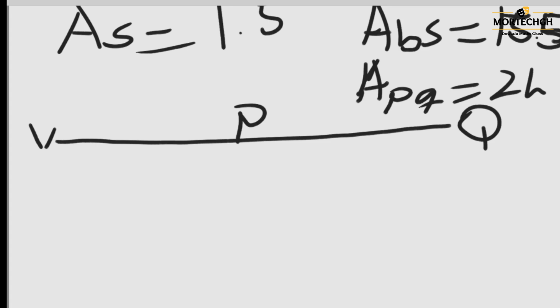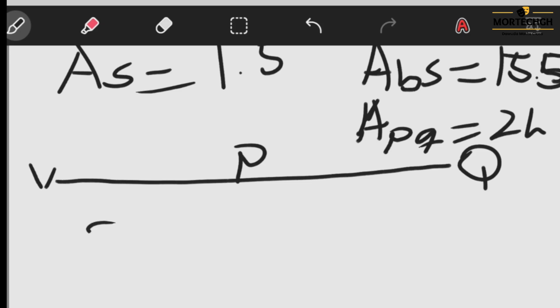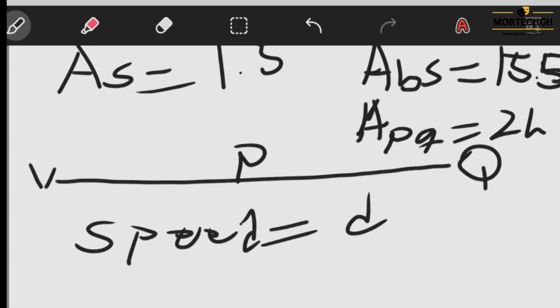That's where the bus station is. Then after taking the bus, she will now travel to Kwamu. That is where the school is, right? So in order to get the total distance from the village to Kwamu, we have to consider the fact that speed is equal to distance over time.